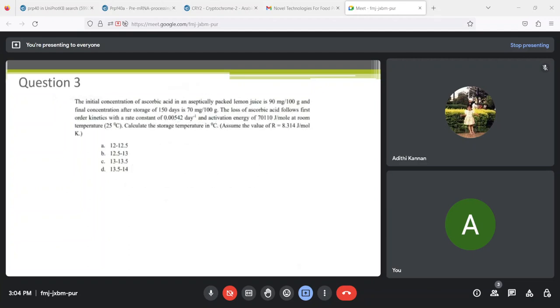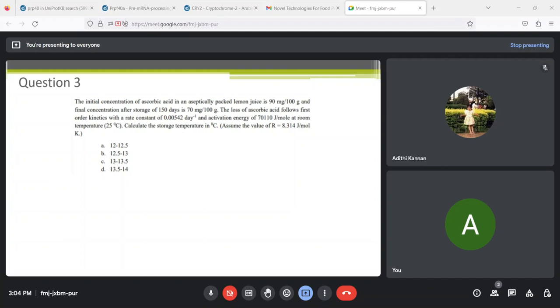Moving to question 3. The initial concentration of ascorbic acid in an aseptically packed lemon juice is 90 mg per 100 grams, and the final concentration after storage of 150 days is 70 mg per 100 grams. The loss of ascorbic acid follows first order kinetics with a rate constant of 0.00542 day inverse and the activation energy of 70,110 joule per mole at room temperature. Calculate the storage temperature in degrees Celsius. Assume that the value of R is 8.314 joule per mole Kelvin.